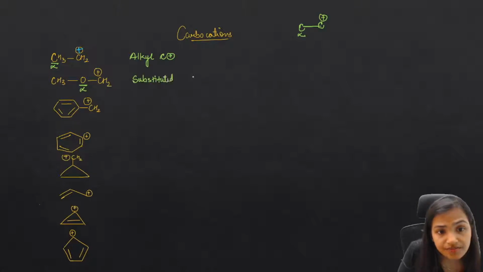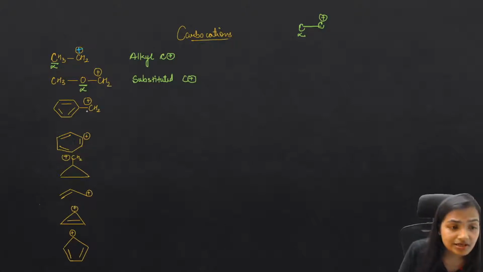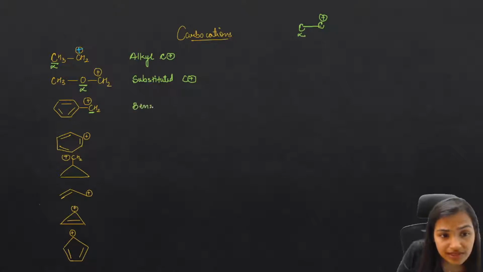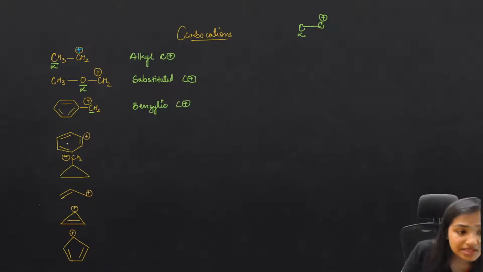Substituted carbocation. Now here, if you see, this carbocation is said to be a benzylic carbocation. This is a benzene ring and this is a carbon. This carbon is usually said to be the benzylic carbocation. So this is known as a benzylic carbocation.